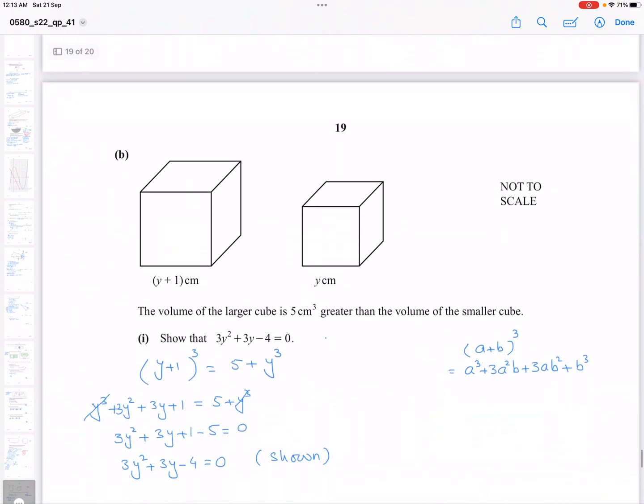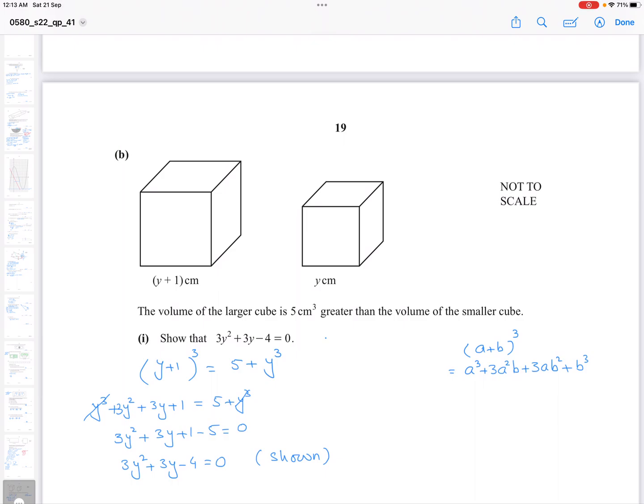In B part, volume of larger cube is 5 cubic centimeter greater than the volume of the smaller cube. Show that 3y square plus 3y minus 4 equals 0. So write down the volume of bigger cube, which is y plus 1 power 3. Power 3 is because y plus 1 times y plus 1 times y plus 1. So we can write y plus 1 power 3 is equal to 5 plus the volume of the smaller cube, which is y power 3.